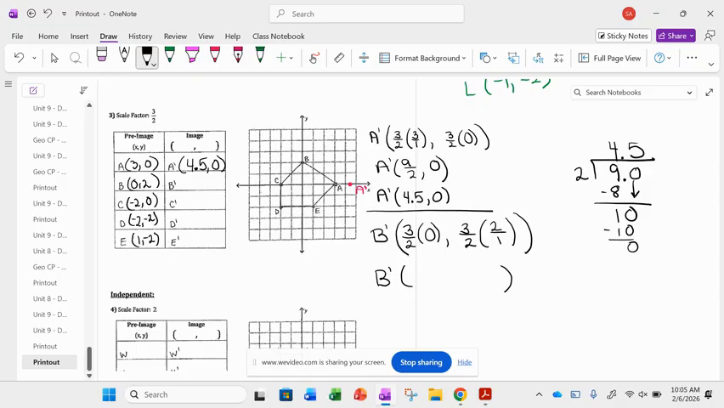Okay, 0 times anything is 0. Let's take a vote. How many people say this time I can cross simplify the 3 halves and the 2 over 1? How many people say yes, this time we can cross simplify? Good. We absolutely can because 2 goes into 2 once, 2 goes into 2 once. So what am I left with? Just 3. So our B prime is 0, comma 3.